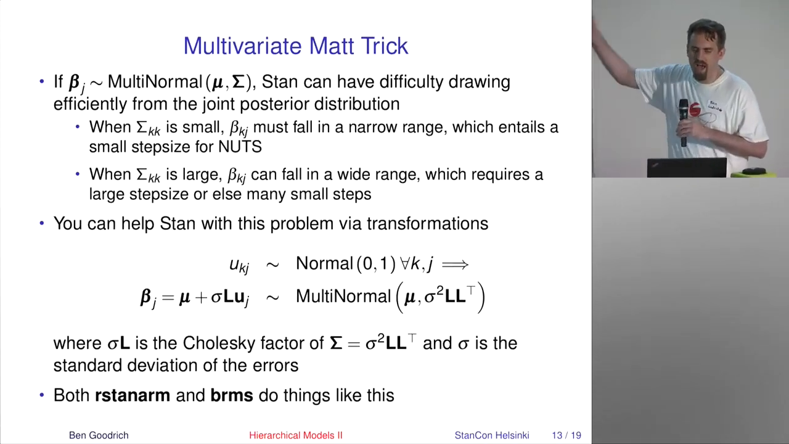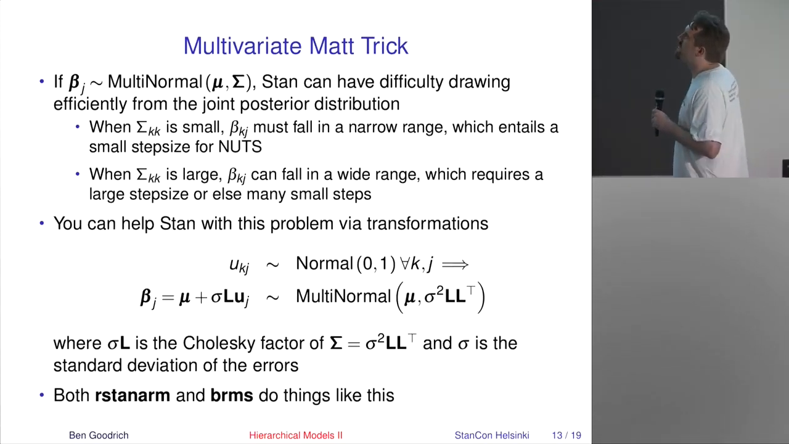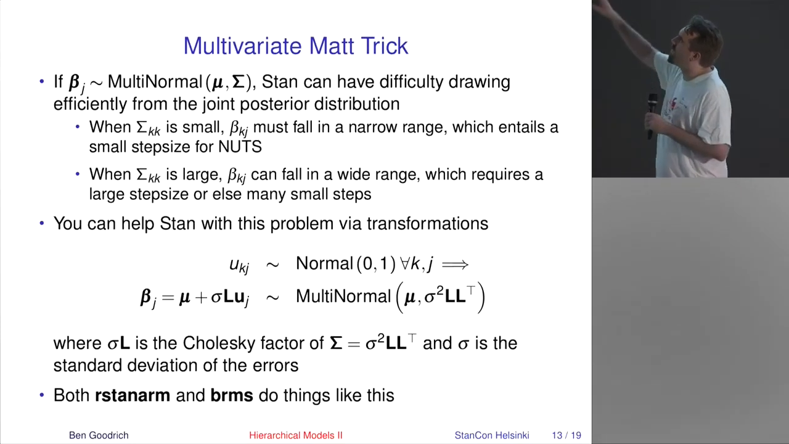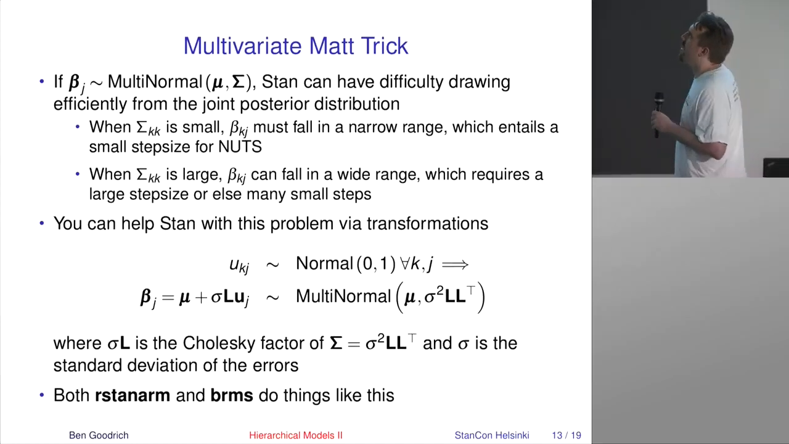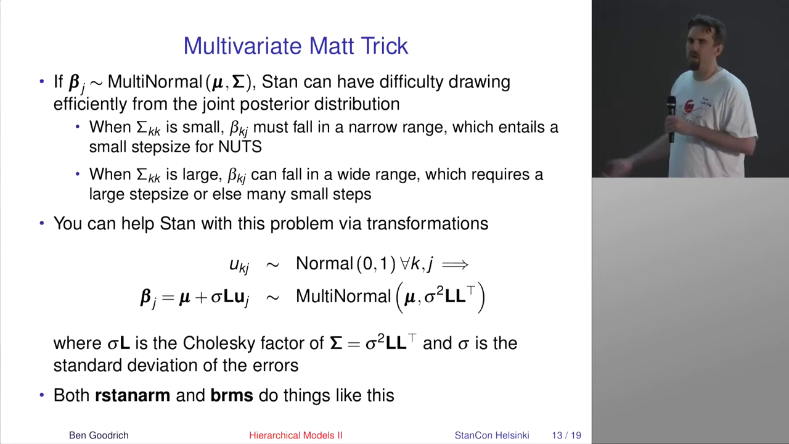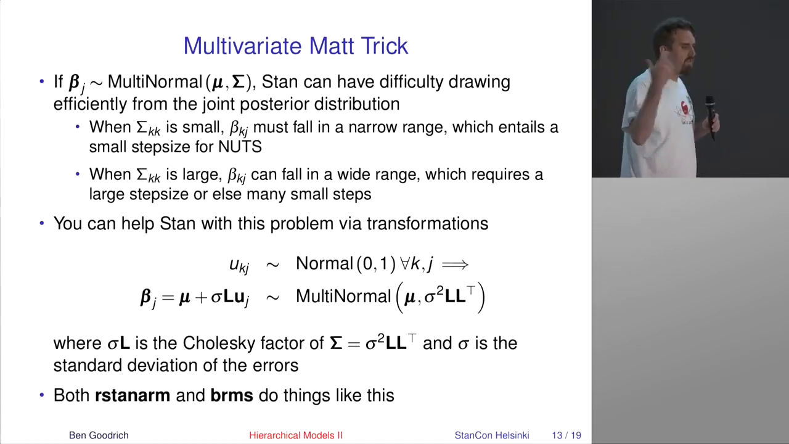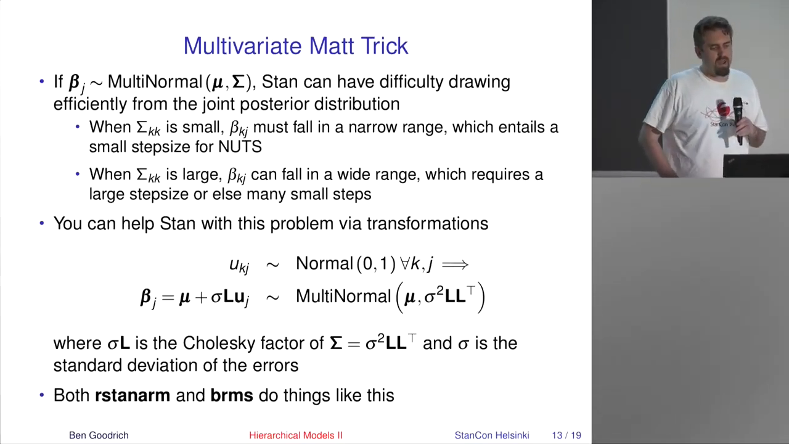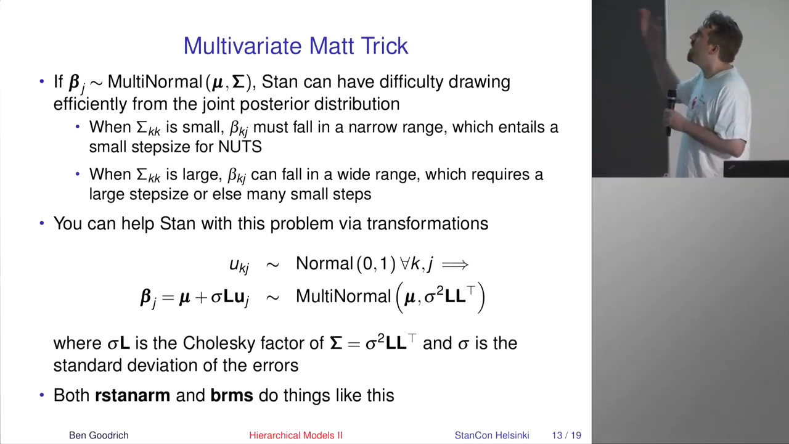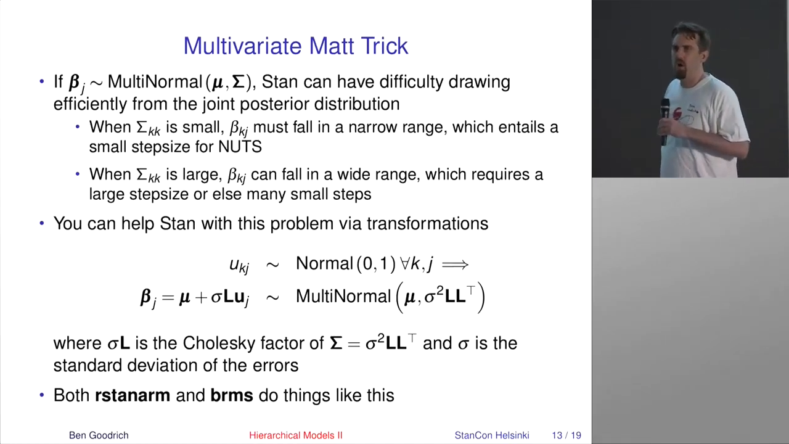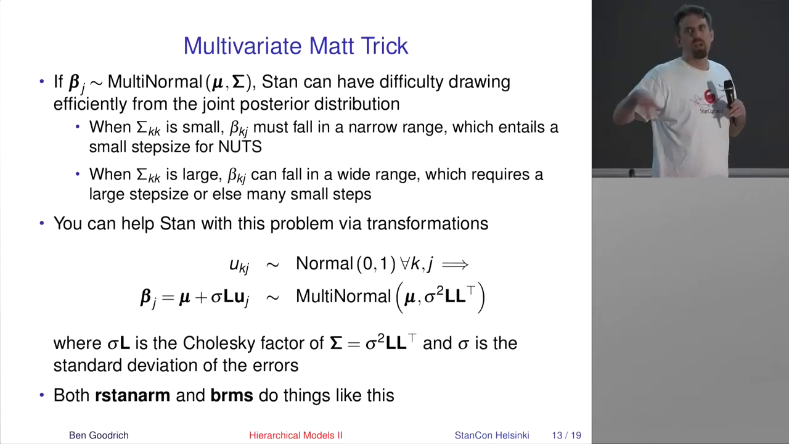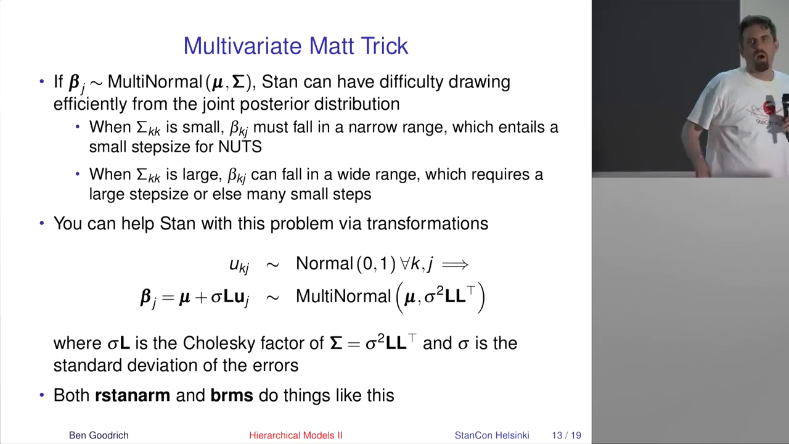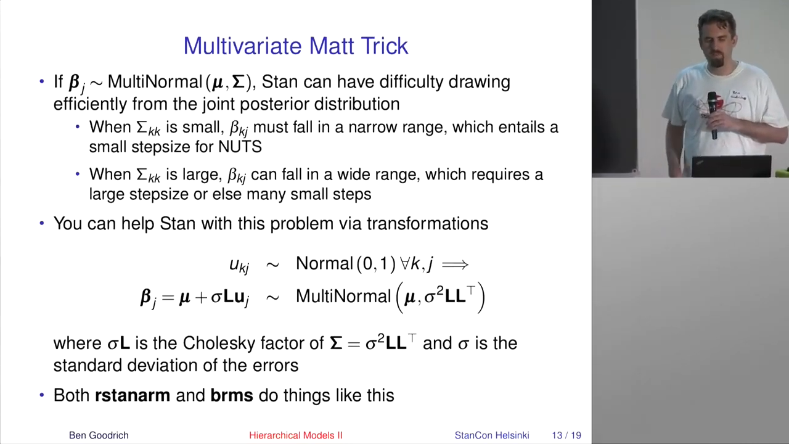So if some of the diagonal elements of that sigma are close to 0, then all of the betas corresponding to that column have to be in a pretty narrow range around mu. So NUTS is going to need a small step size to handle that. But if the kth diagonal element of sigma can be large, then the betas are going to fall in a wide range around mu, in which case Stan is going to need a big step size in order to get around this whole big area of the typical set in the posterior distribution.